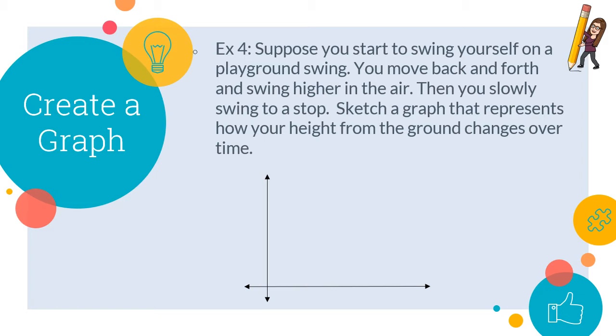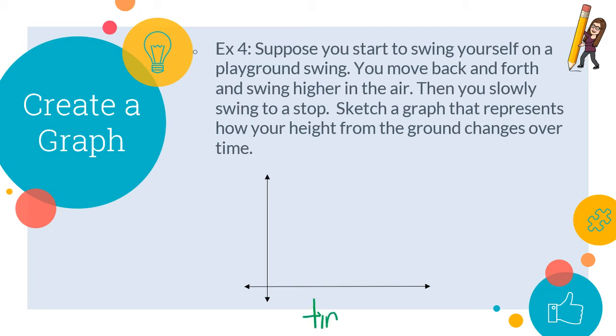All right, sometimes we're going to be asked to create a graph from a story. So in this case, we're thinking about sitting on a swing. And we're moving back and forth, swinging higher in the air. So we're talking about a height. And then it says slowly you swing to a stop. So we're talking about over time.